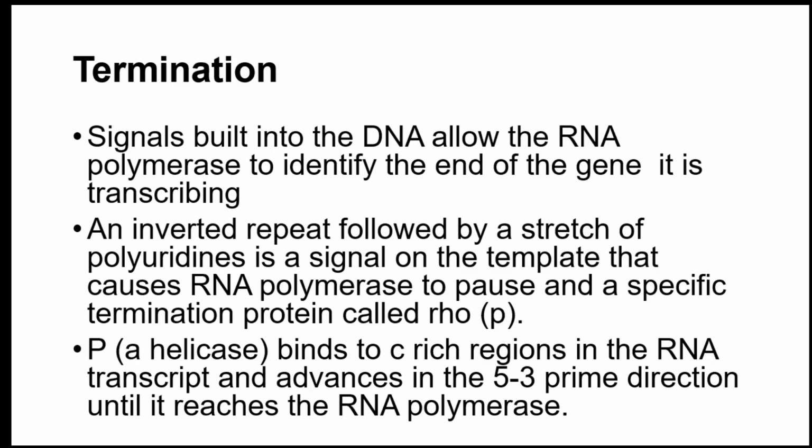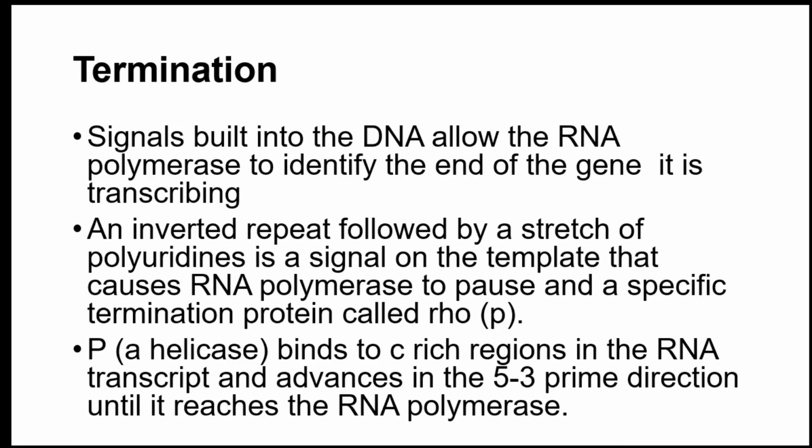After pausing, we have a specific protein which also plays a role, and that is the Rho protein, which is abbreviated as P. The P is a helicase, and it binds to the C-rich regions in the RNA transcript. The RNA transcript, let's not forget, is the messenger RNA that has been formed. The moment it binds to the RNA, it advances in the 5 to 3 prime direction. Remember, we've been adding nucleotides in the 3 to 5 prime direction, so this one is going to come from the opposite direction, and then it's going to start moving along our RNA transcript until it reaches the RNA polymerase.